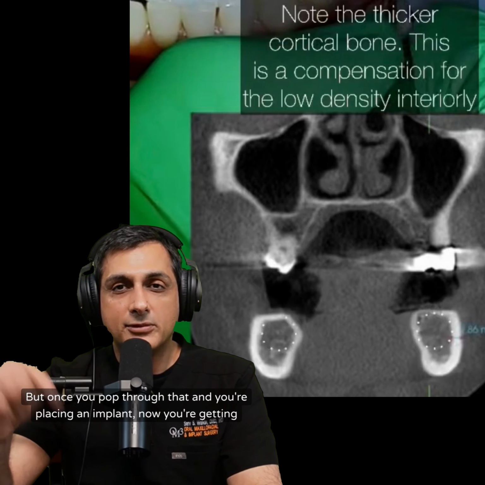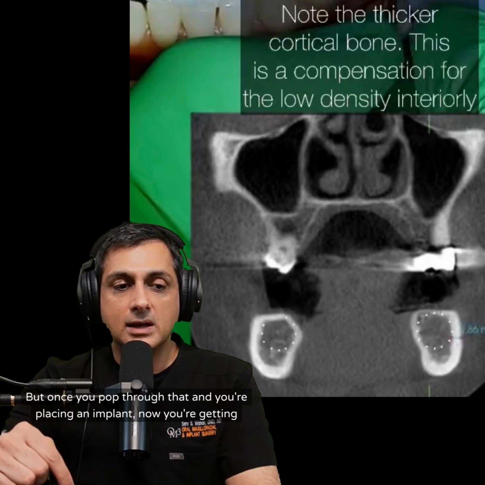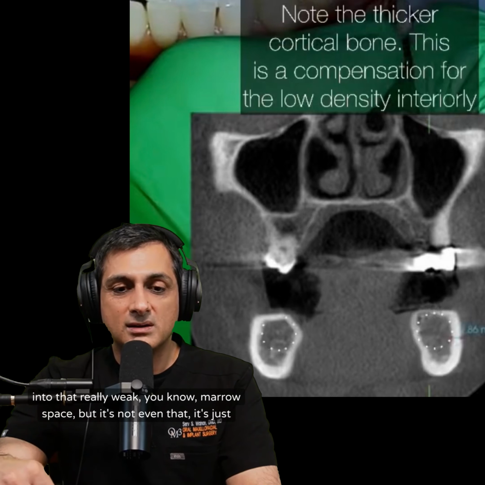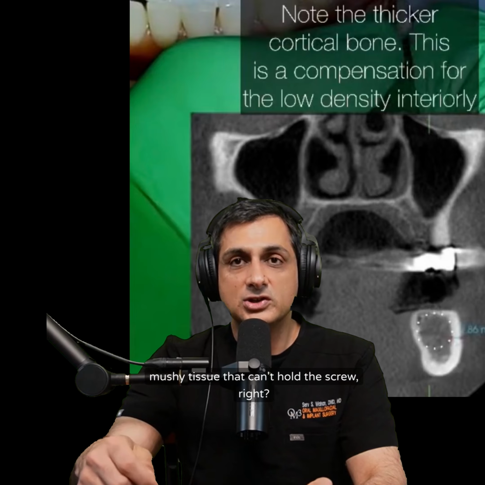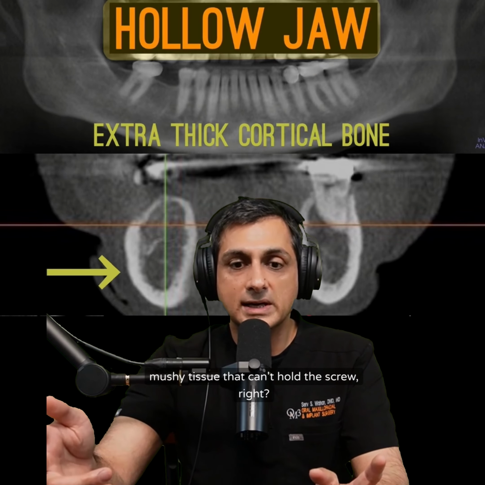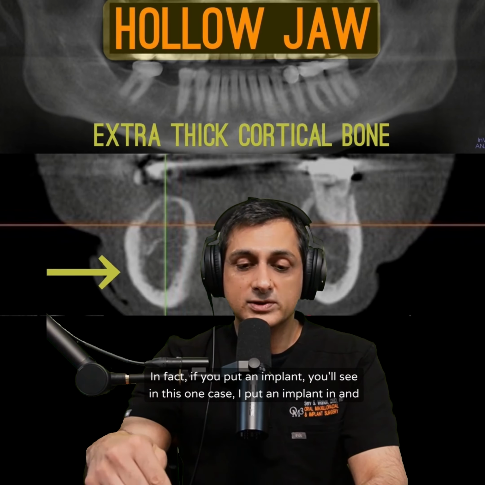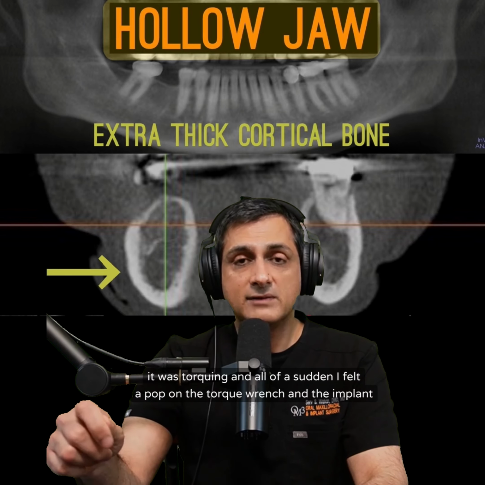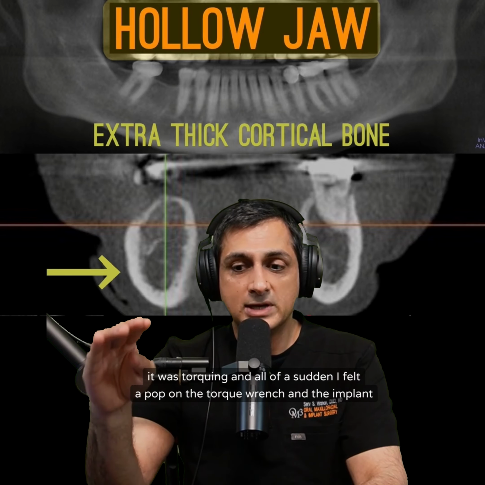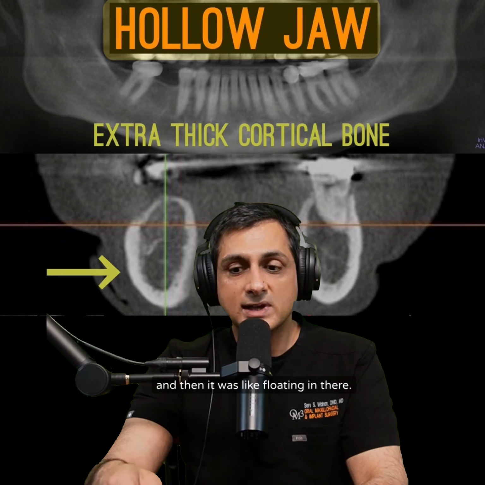But once you pop through that and you're placing an implant, now you're getting into that really weak marrow space, but it's not even that. It's just mushy tissue that can't hold a screw, right? In fact, if you put an implant, you'll see in this one case, I put an implant in and it was torquing, and all of a sudden I felt a pop on the torque wrench, and the implant just sunk in. And then it was like floating in there.